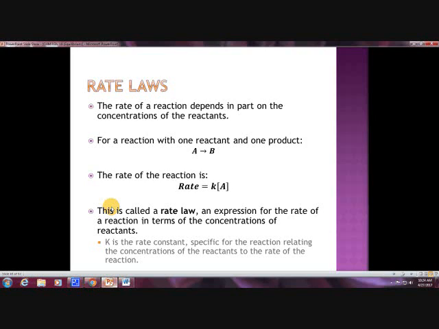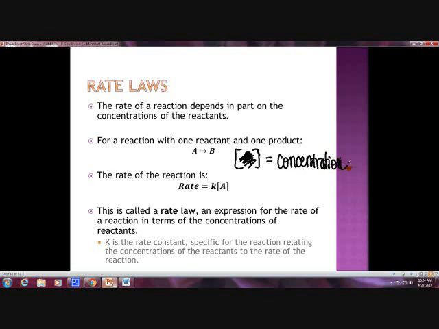We are not going to be solving for the K value today. We're going to be solving for the exponent that goes on the reactant, okay? But what I want you to make note of in your notes is that the brackets around your reactant are equal to the concentration. There we go, I got it now.